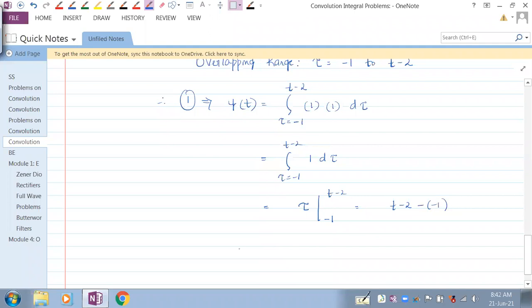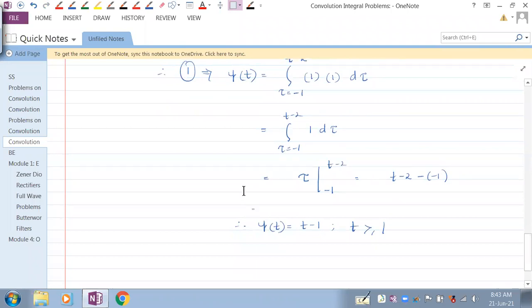So it would be what? Therefore, y of t is t minus 1 for t greater than or equal to 1. Understand that? So this is how the signal is. This is how the output is.